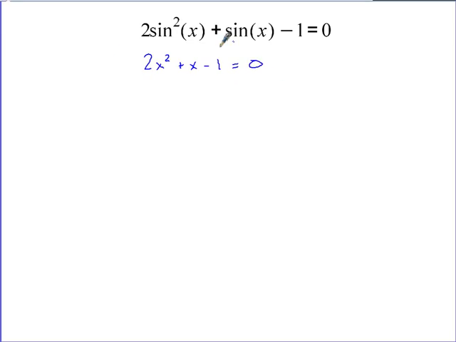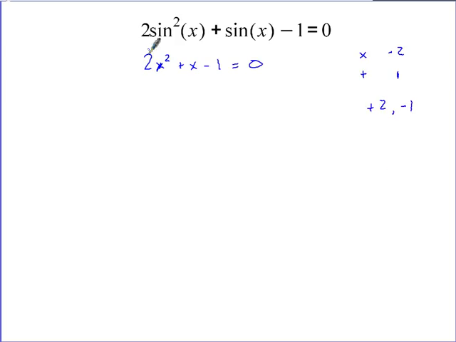And now this is something that you learned how to factor in algebra 1. Remember, I'm looking for things that multiply to a times c, so multiply to -2, and then add up to my middle term, which is 1. So I need numbers that multiply to -2 and add up to +1. So that would be +2 and -1.